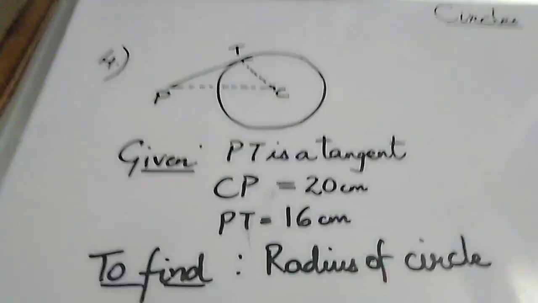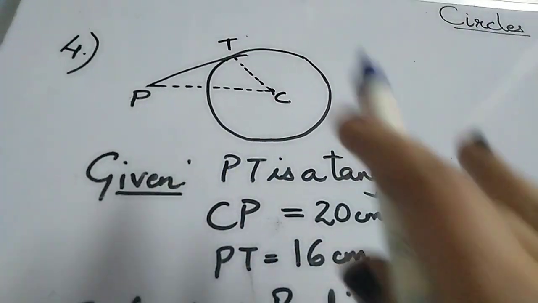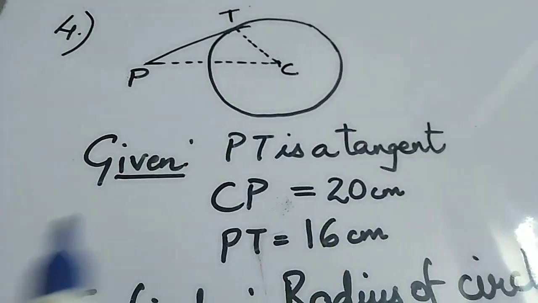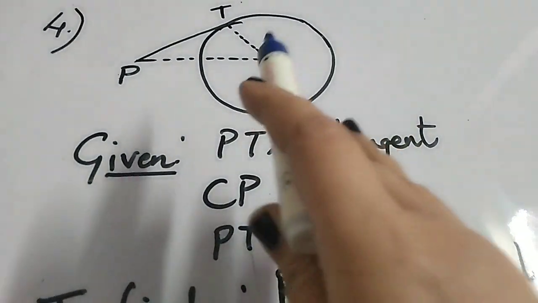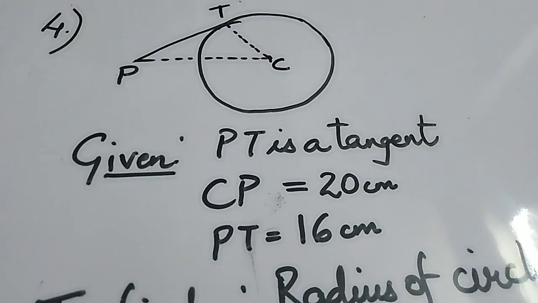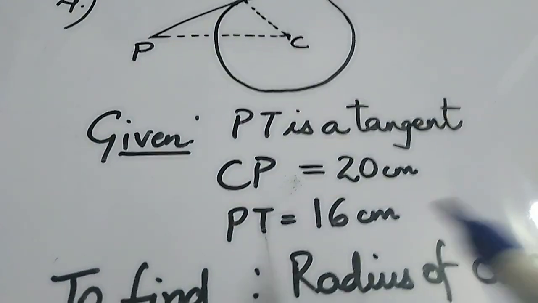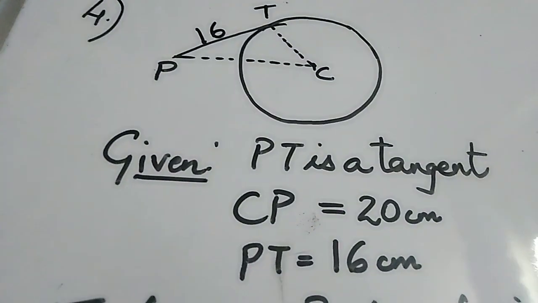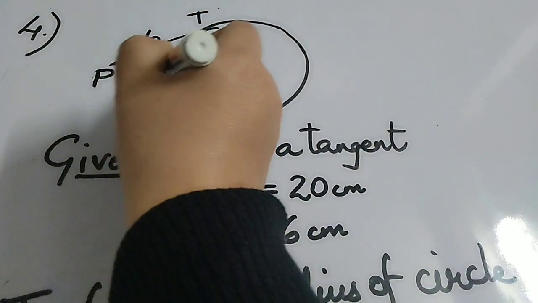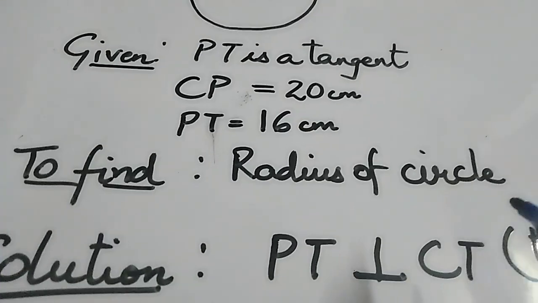It's question number 4 of your exercise 15 of your book, M.L. Agarwal. Now just see what is given here. It's given that PT is a tangent. CP is 20 centimeters and PT is 16 centimeters. So I'm writing here PT is 16 centimeters, PC or CP is 20 centimeters, and we have to find the radius of the circle.